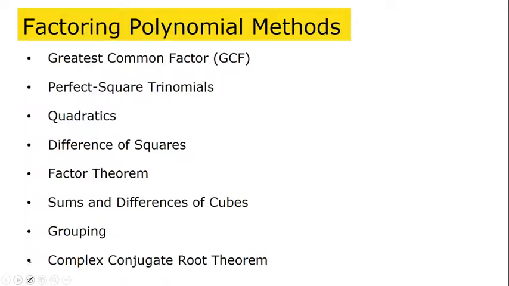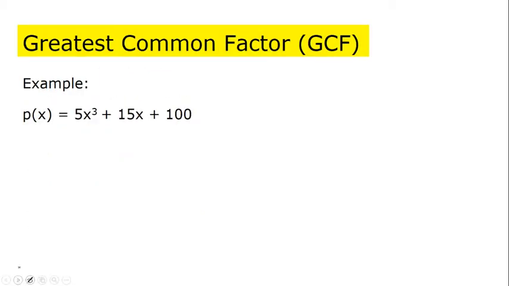So the first thing that we're going to look at is some of the different types of methods that you can use to factor polynomials. Depending upon the type of polynomial will depend upon which ones you are able to use. And then for some polynomials, there's multiple ones that you can use, so it will just be up to you to decide which one fits you best. So we're going to go through each one of these one by one as we go through the next few slides. So the first one is the greatest common factor.